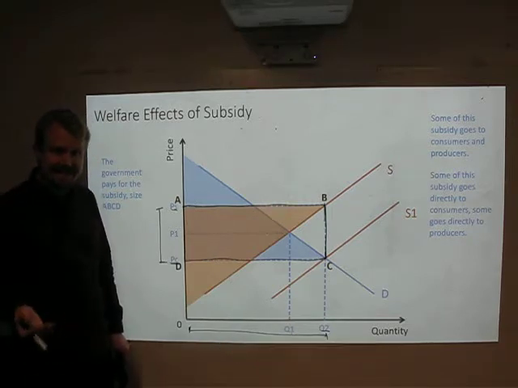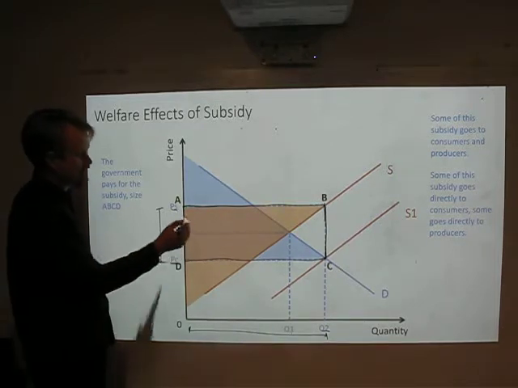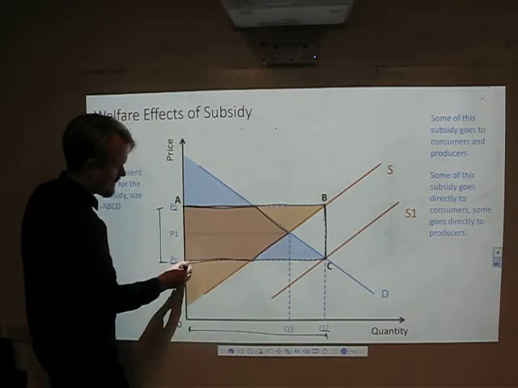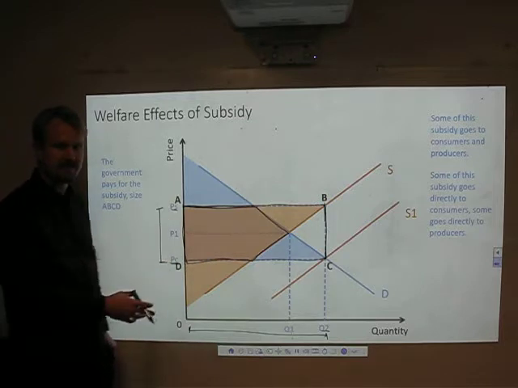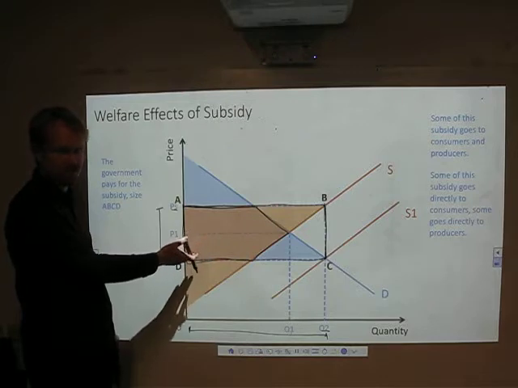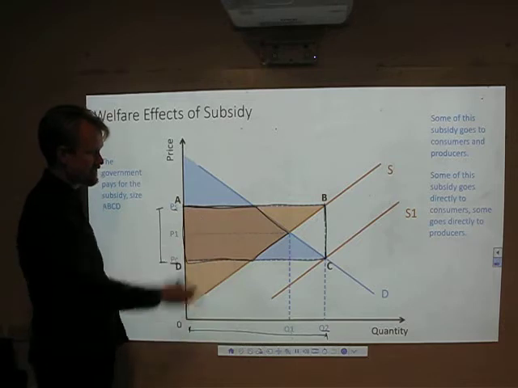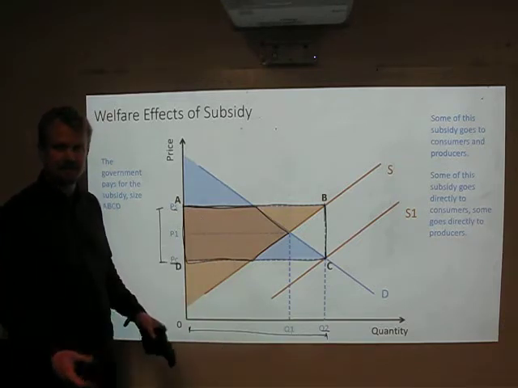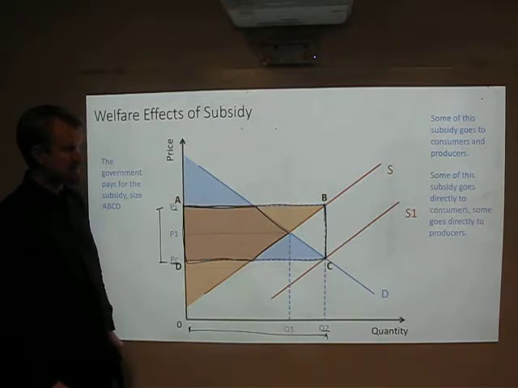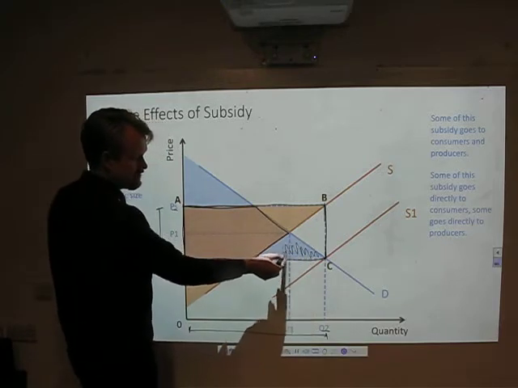Who is actually getting this subsidy? As you can see, some of the subsidy goes to consumers and producers. This area here is a bit of doubled-up consumer and producer surplus. Some of it used to be consumer surplus, now it's consumer and producer surplus. Some of it used to be only producer surplus, now it is producer and consumer surplus. So some of this rectangle is paid to both of them simultaneously. A bit weird. Some of it is going to be new consumer surplus, this blue bit there.